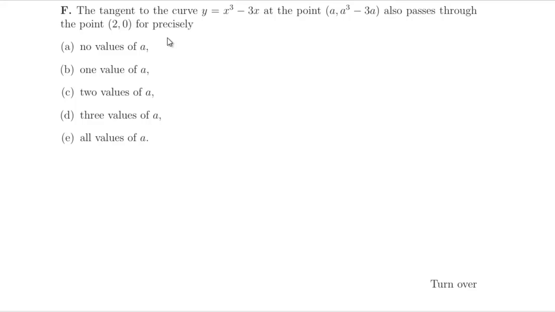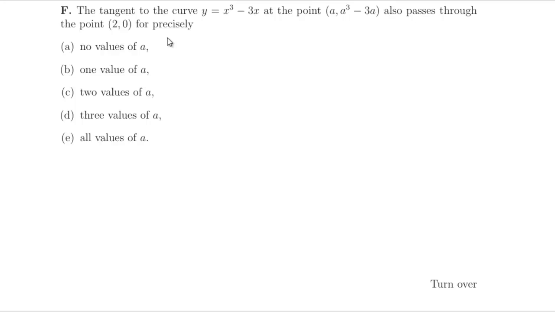Okay, F, the tangent to the curve y equals x cubed minus 3x at that point also passes through the point 2, 0 for how many values of a? Right, well, let's get that tangent then, because we've got 2 points and we can get the gradient, so we can get that straight line, I suppose, and we know what the gradient should be. Is it actually going to match? I suppose that's what we're getting at, isn't it?